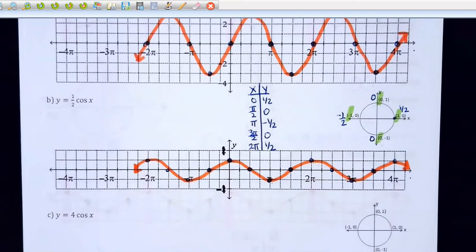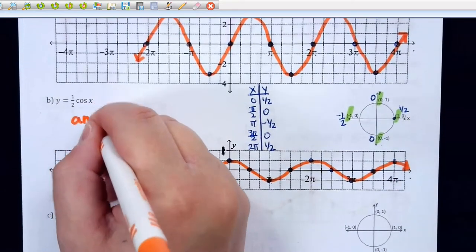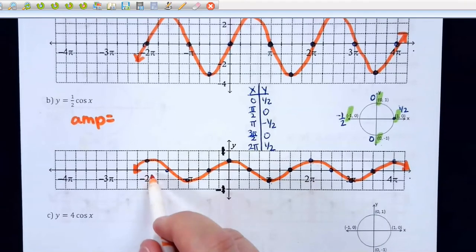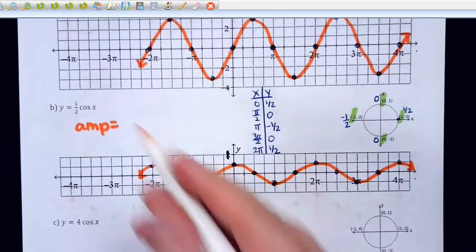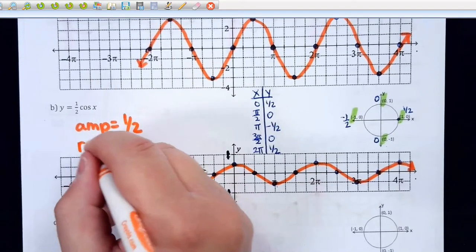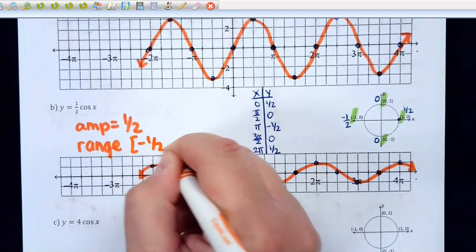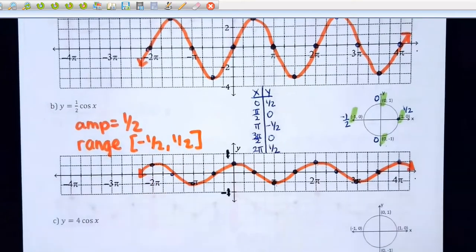Okay, now here, the two things that would be altered by that 1/2. The amplitude is the height of the wave. So here, the x-axis is the midline again. So that's just going to go up 1/2 or down 1/2. And then my range here would be -1/2 to 1/2. And I do have one more.